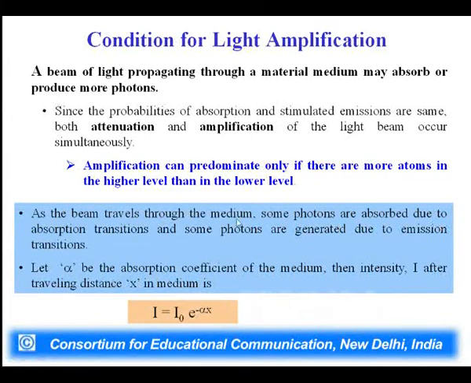As the beam travels through the medium, some photons are absorbed due to the absorption transition and some photons are generated due to the emission transitions. Let alpha be the absorption coefficient of the medium. Then the intensity I after travelling a distance x in the medium is defined by I = I naught e^(-alpha x). X is the distance up to which the light can be attenuated or absorbed. Light intensity decreases exponentially with the distance in the medium.